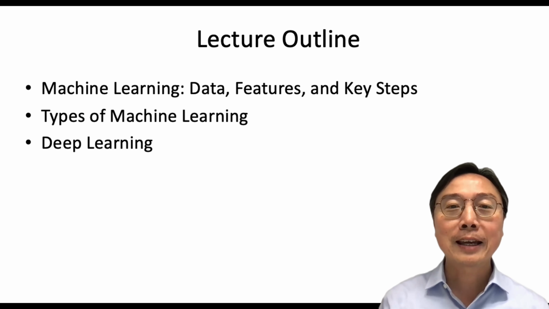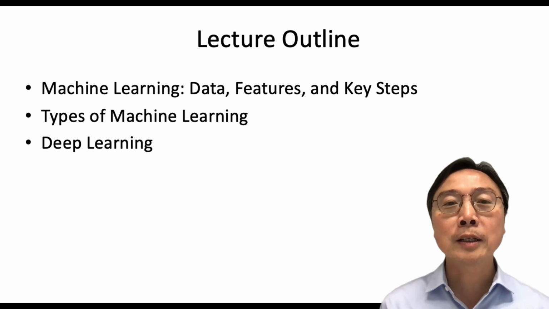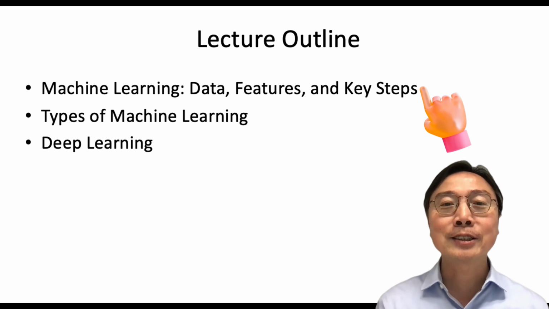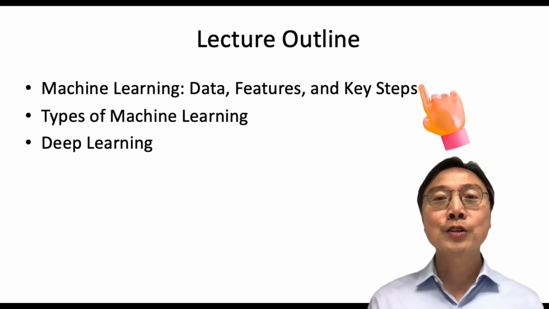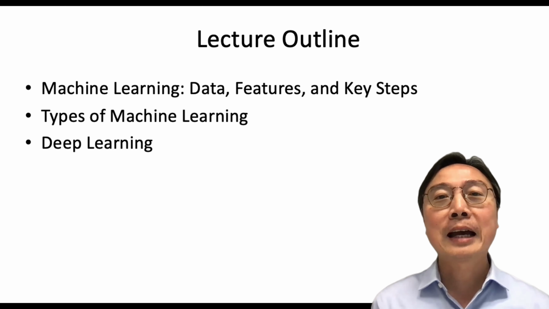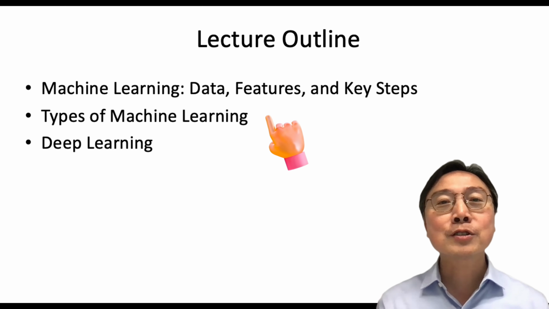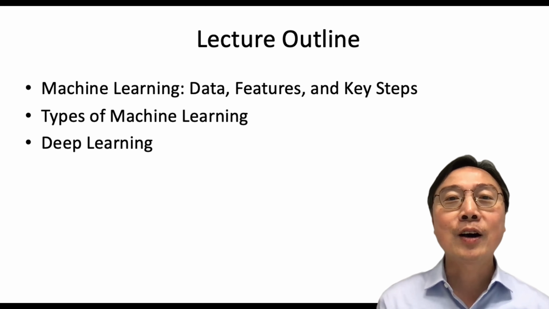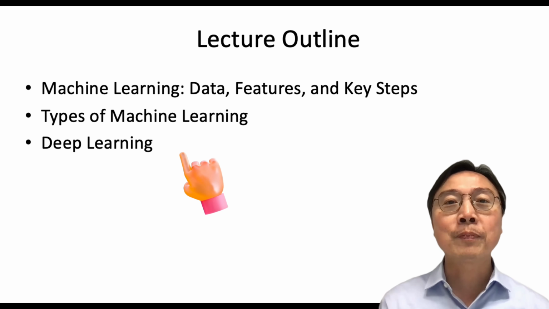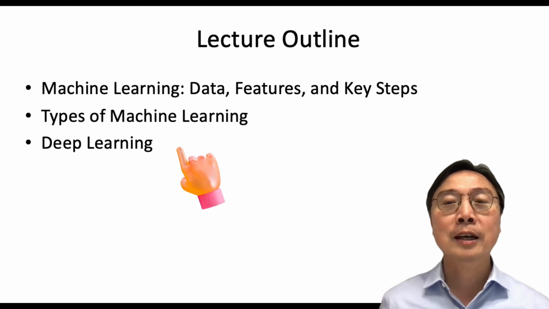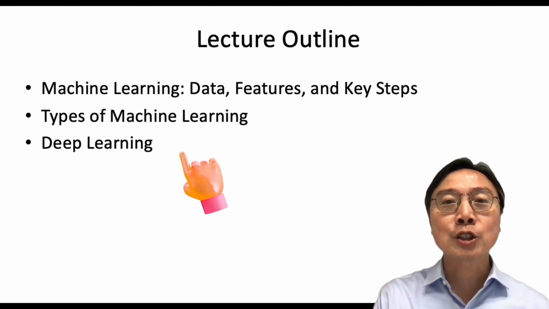So this lecture contains three main parts. The first one, we will cover some really basic concepts in machine learning that include data, features, and some key steps of carrying out machine learning tasks. And then we will talk about different types of machine learning algorithms. There are actually more than one type. And then finally, we will touch on deep learning, which is one of the most popular machine learning algorithms, which is being used in many successful applications.